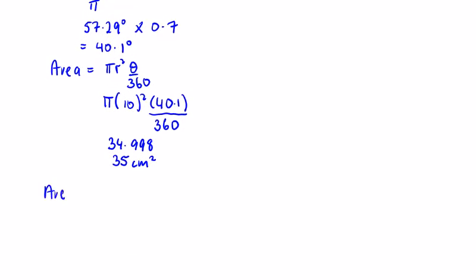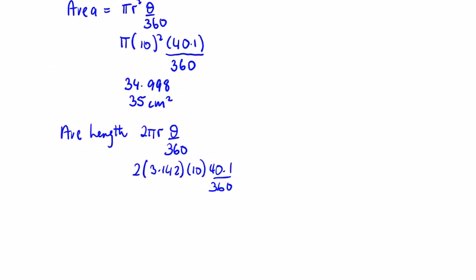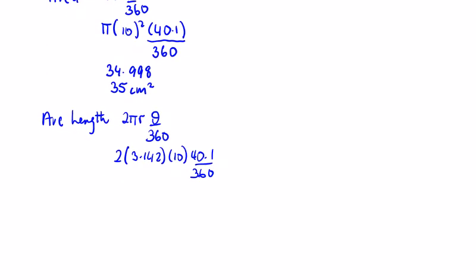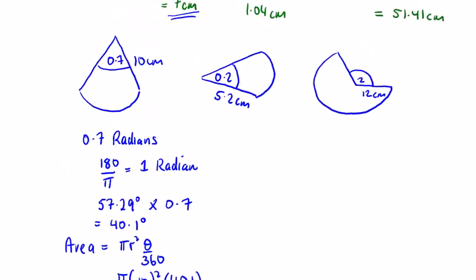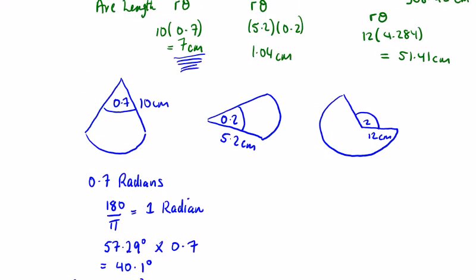So the arc length, using your junior cert knowledge, is 2 pi r. That would be the full length multiplied by the fraction of the circle, which is the angle over 360. So 2 by 3.142 by 10 by 40.1 over 360. And you can see here how using radian measure is actually shorter. And we get 6.999. So 7 centimeters. Double check. We got 7 centimeters.